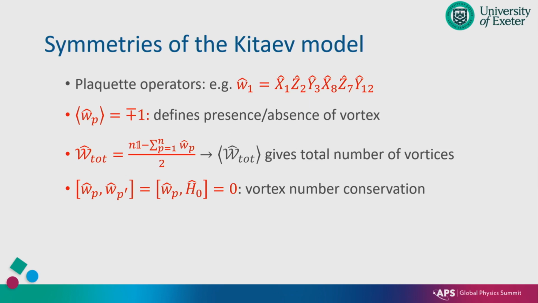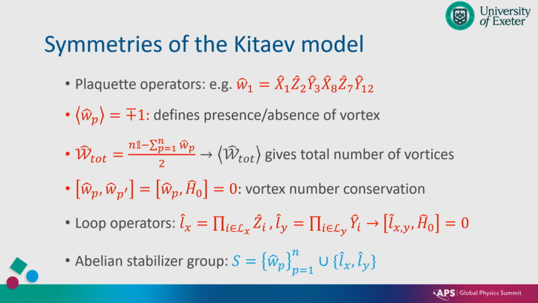These define a symmetry of the model, and define the presence or absence of vortices. You can take the expectation value of the total vortex operator, and it tells you the total number of vortices within your system. And we have this vortex number conservation, which means that every plaquette operator commutes with our Hamiltonian. Then we also have loop operators, which come from the fact that we've placed this model on periodic boundary conditions, which means we have loops that go around our torus. Together these form the abelian stabilizer group of our model.